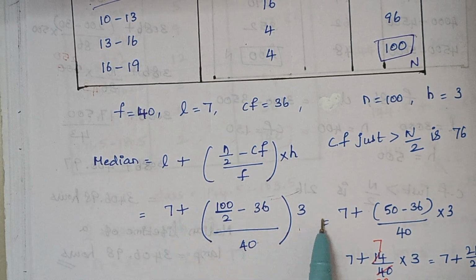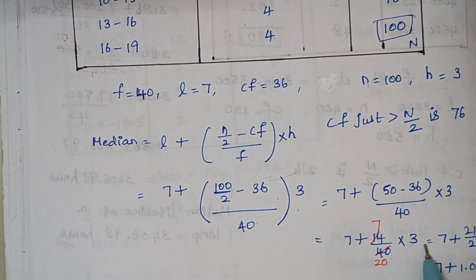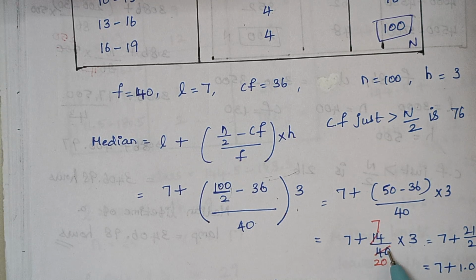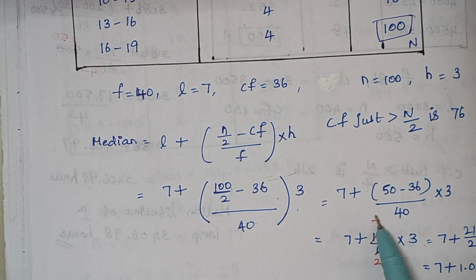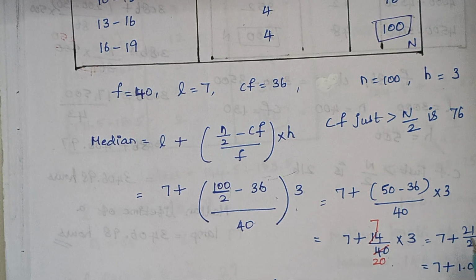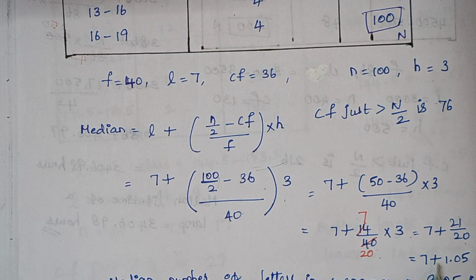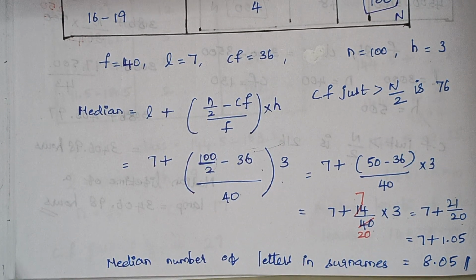So again 7 plus 100 by 2 is 50. So 50 minus 36 gives 14. So 14 by 40 into 3. So when you cancel these two numbers, here we are getting 7 and here it is 20. Again 7 3s are 21. So 21 by 20 gives 1.05. We are having the 7 as such. So 7 plus 1.05 gives the answer 8.05. So median number of letters in the surnames is given by the value 8.05.